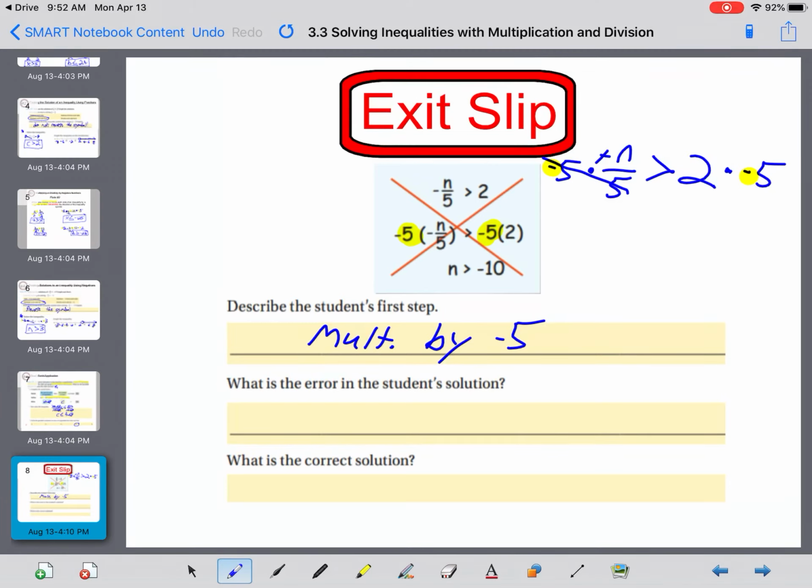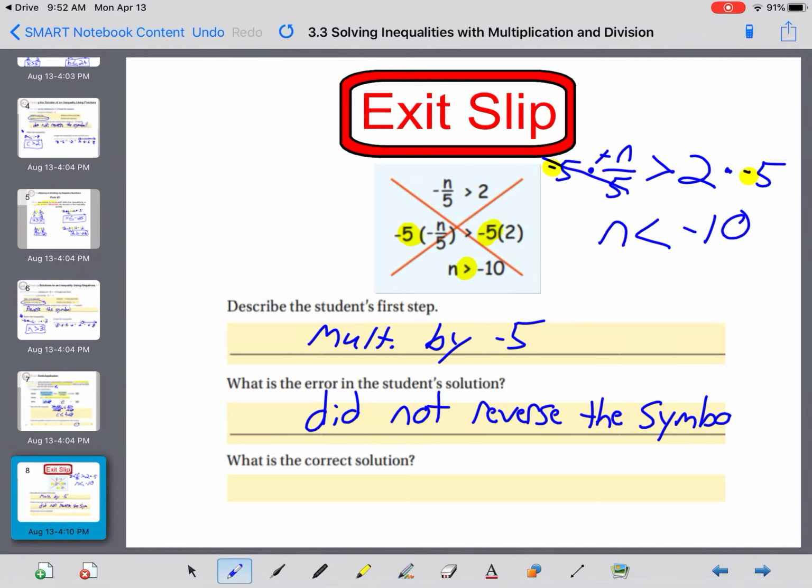What was the error the student made? Well, after we cancel, we're left with n, but we multiply by a negative, so you need to reverse the inequality symbol to less than, and 2 times -5 is -10. However, when we look at the student's work, they never reverse the symbol. So the student did not reverse the symbol. So the correct solution would be n is less than -10.